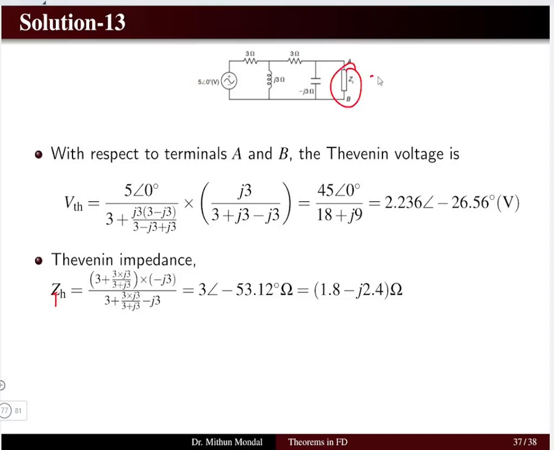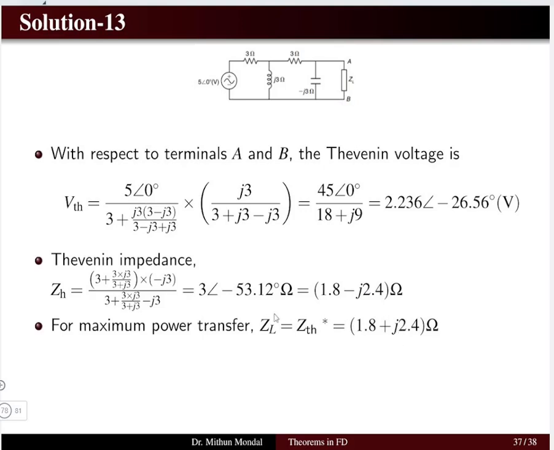Here we find the equivalent impedance after the voltage source is short circuited, and we get 1.8 minus j2.4 ohms as the Thevenin impedance. The condition is that the load impedance is equal to the conjugate of the Thevenin impedance, so the negative sign becomes positive to get the maximum power under this condition. And then we need to calculate the maximum power.